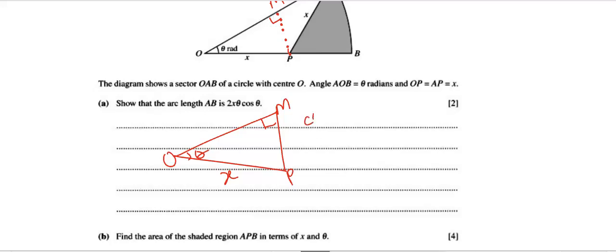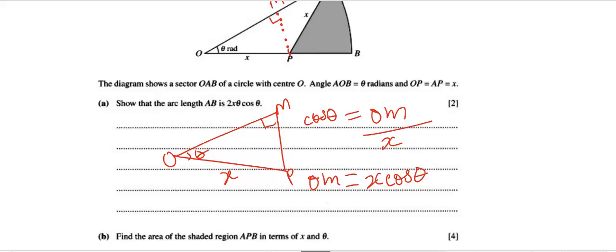So cosine of that angle theta in this new triangle is going to be what? It is going to be OM, divided by x, right? So it is OM divided by x. And if that be the case, OM therefore is going to be x cosine of theta.